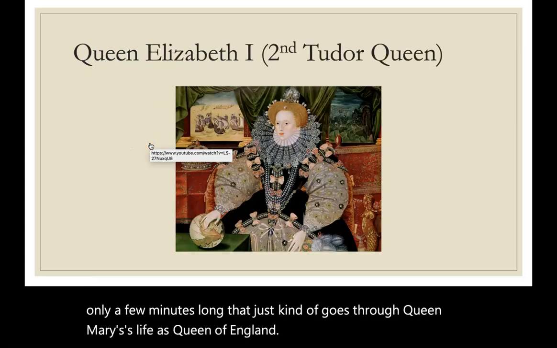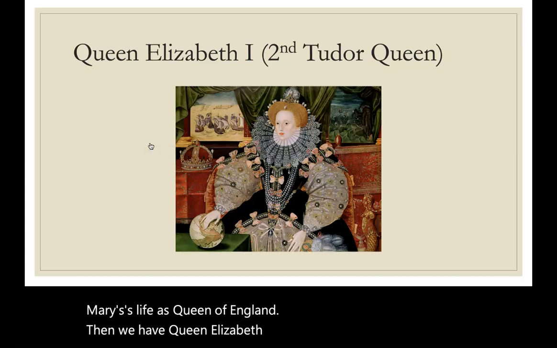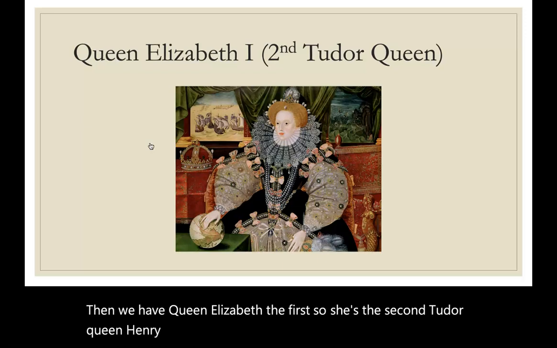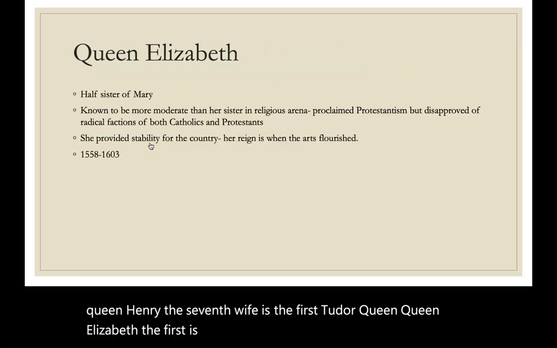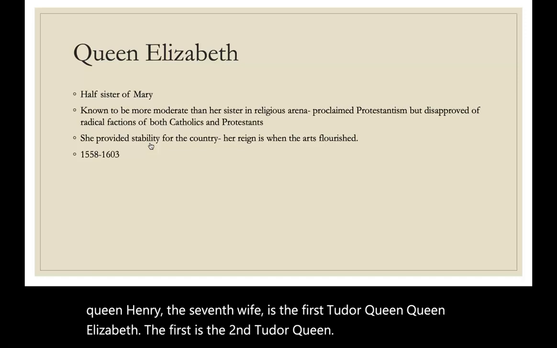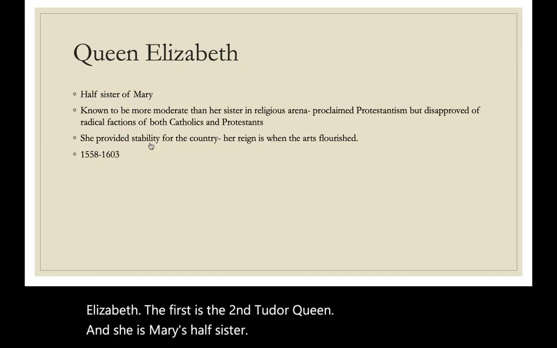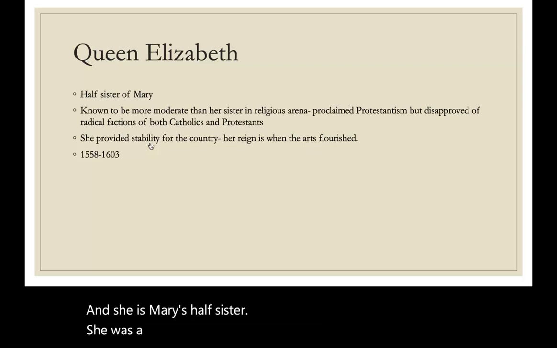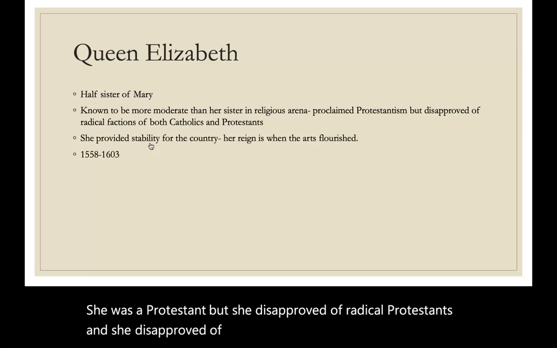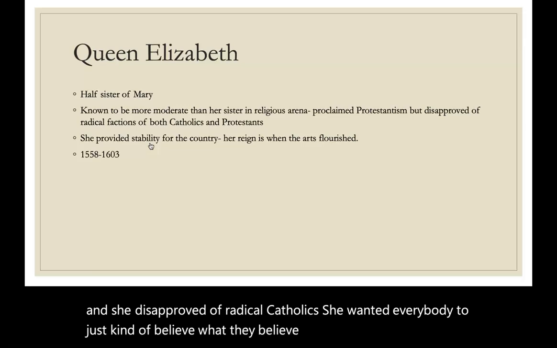Then we have Queen Elizabeth I. So she's the second Tudor queen. Henry VII's wife is the first Tudor queen. Queen Elizabeth I is the second Tudor queen. And she is Mary's half-sister. She was a Protestant, but she disapproved of radical Protestants and she disapproved of radical Catholics. She wanted everybody to just kind of believe what they believe and be on their way.